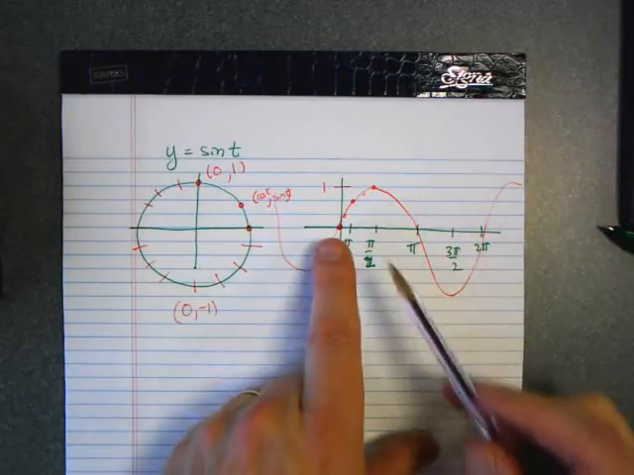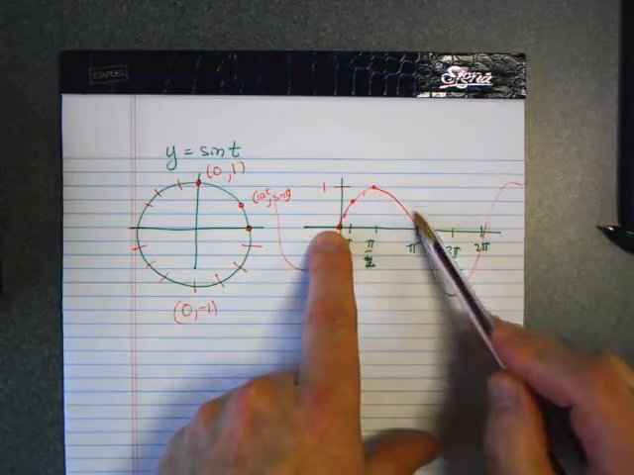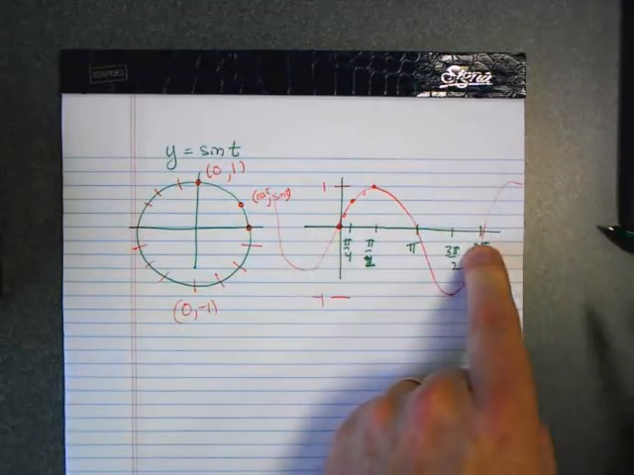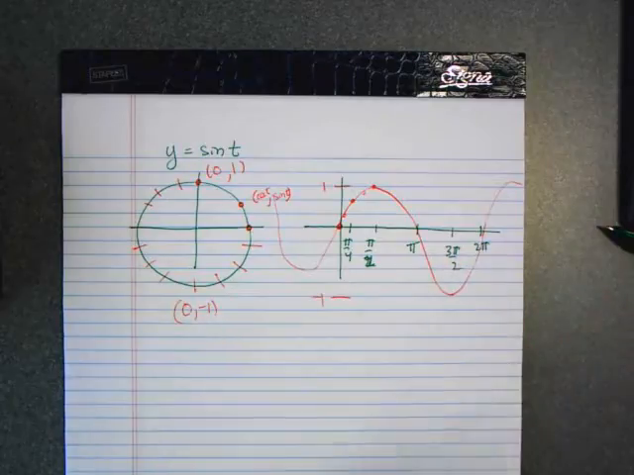What that means is you get one complete cycle in a length of 2 pi, and then it would repeat. If I went 2 more pi, I'd get the same graph. If I went 2 more pi, I'd get the same picture over and over and over again. Questions on that?